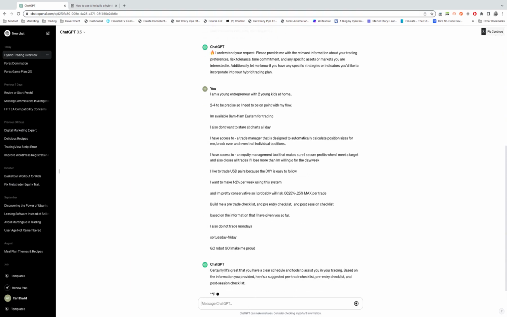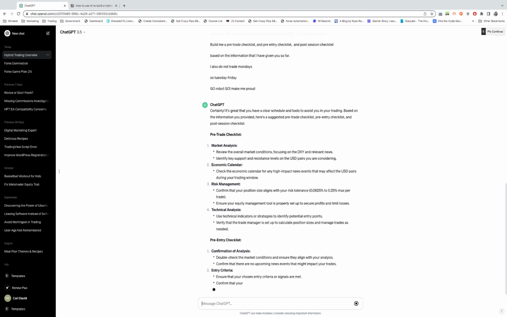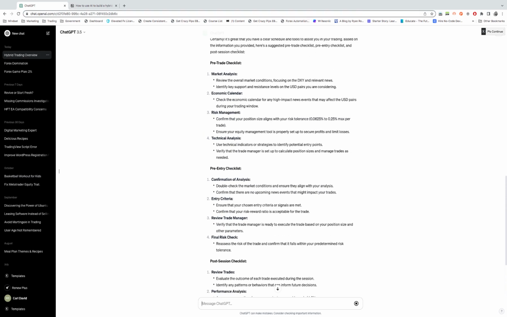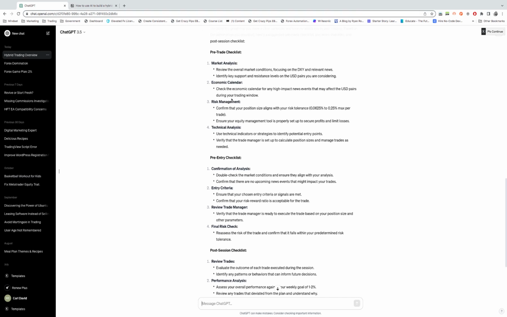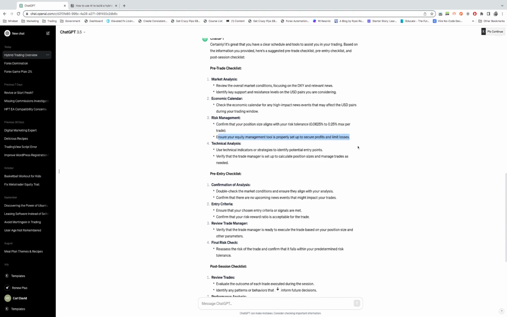Right? So it's great that you have a clear schedule, and tools to assist you in your trading based on the information. Here's a suggested pre-trade checklist, pre-entry checklist, and post-session checklist. So what it's basically telling me to do is to review the overall market conditions, focusing on the DXY and any relevant news, identify key support and resistance levels, supply and demand levels on the pairs that I'm considering, make sure I look at the economic calendar, all right? Risk management, confirm that my position size aligns with my risk tolerance, and ensure my equity management tool is properly set up to secure profits and limit losses.